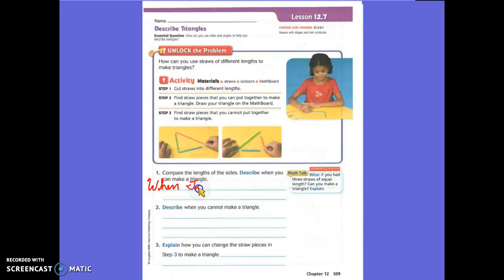stop rolling your pencils around. Pick one up and start writing.